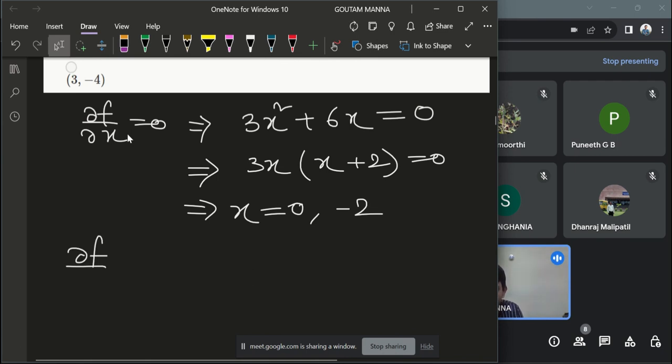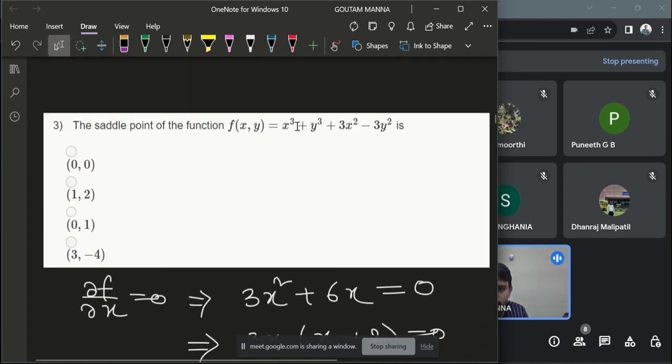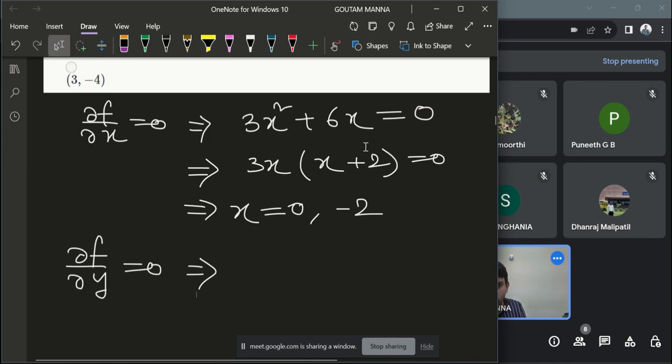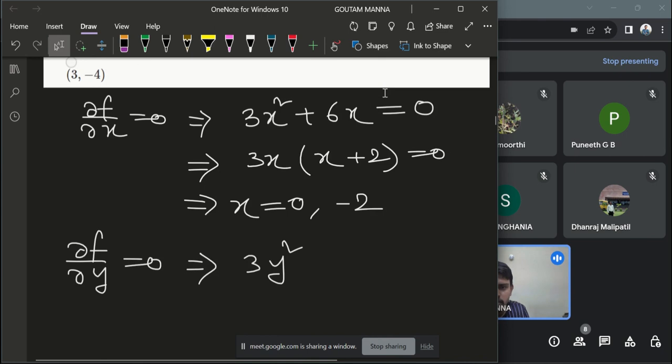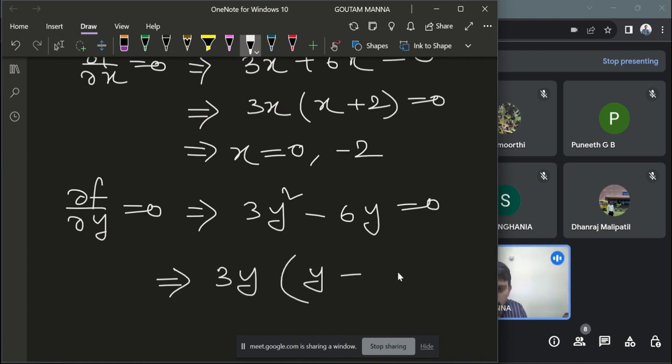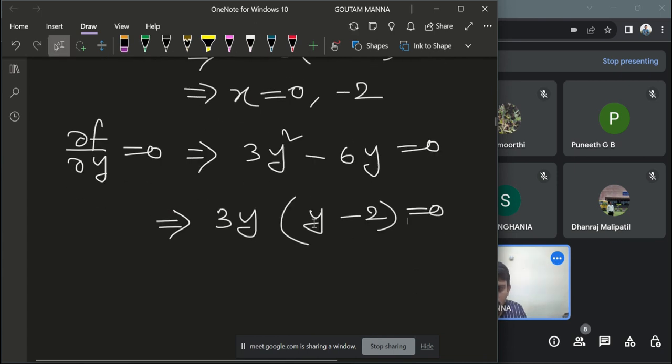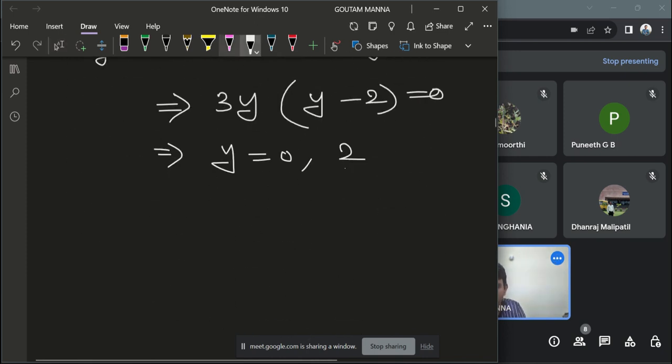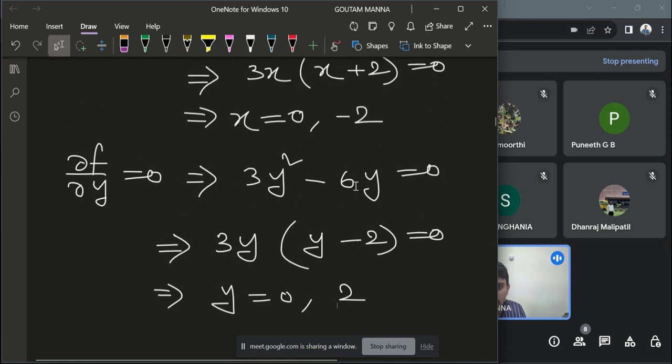And now for the other condition, del f del y equals 0, we have del f del y of this first term is 0, the second term is 3y square, the third term is 0, and the fourth term is minus 6y equals 0. It implies 3y, if I take common, this is y minus 2 equals 0, and then it is y equals 0 and 2. So the critical points are, so we have 4 critical points.